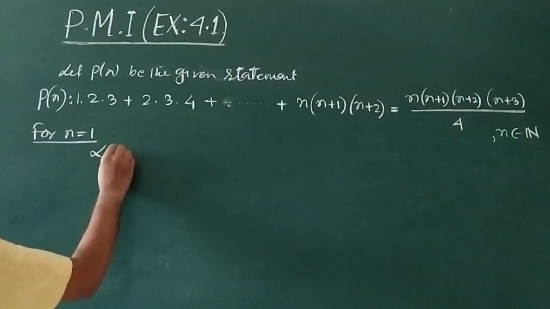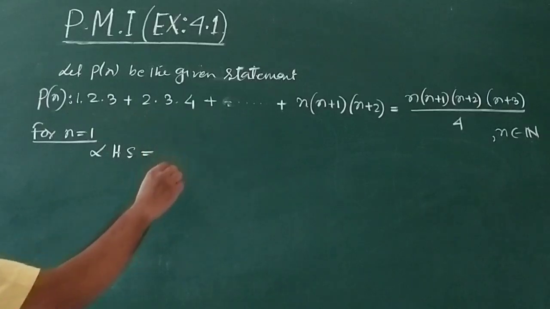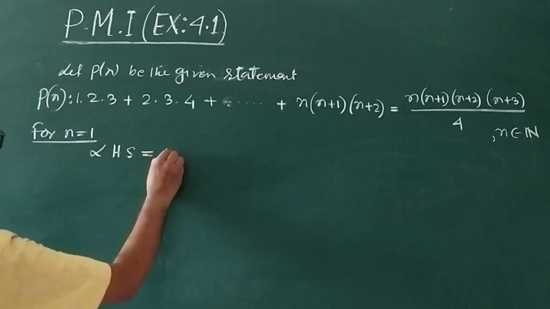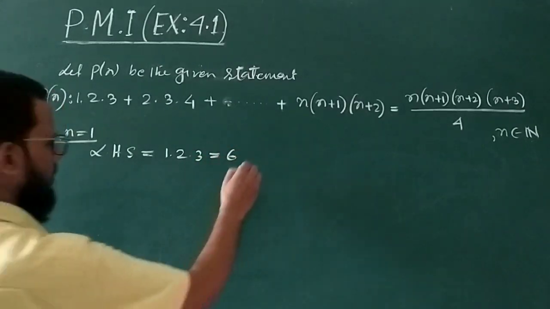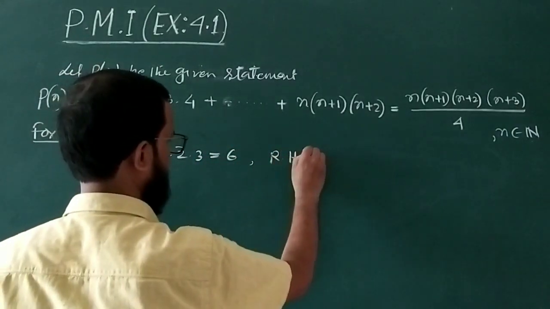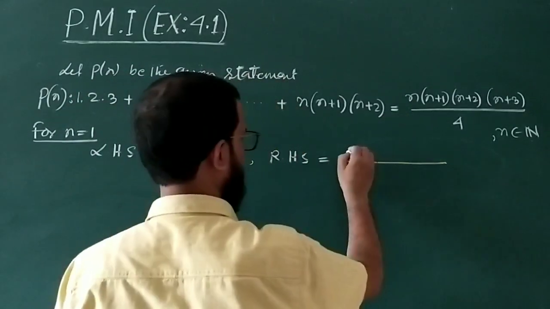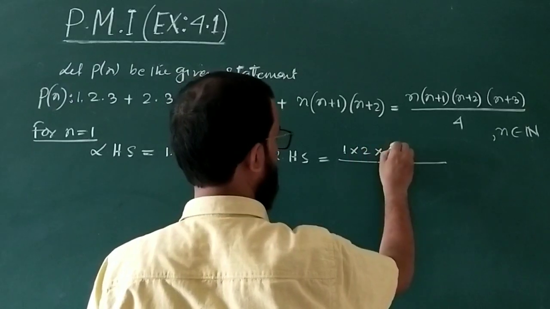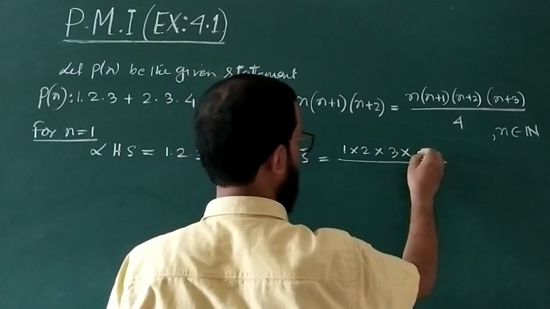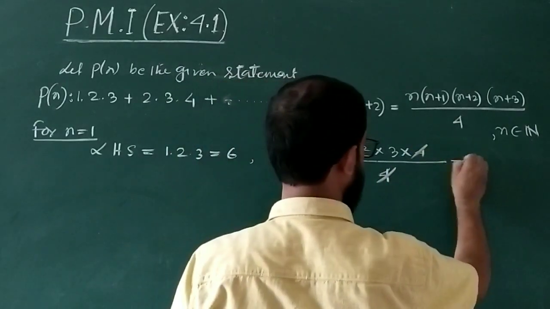left hand side क्या है? So because in this statement of Pn there is a left hand side as well as right hand side. So left hand side is equal to 1 into 2 into 3 equal to what? 6. And what is right hand side? If you put the value in the right hand side, you get 1 into 2 into 3 into 4 divided by 4. So ये कैंसिल होगा, अल्टीमेटली व्हाट 6.